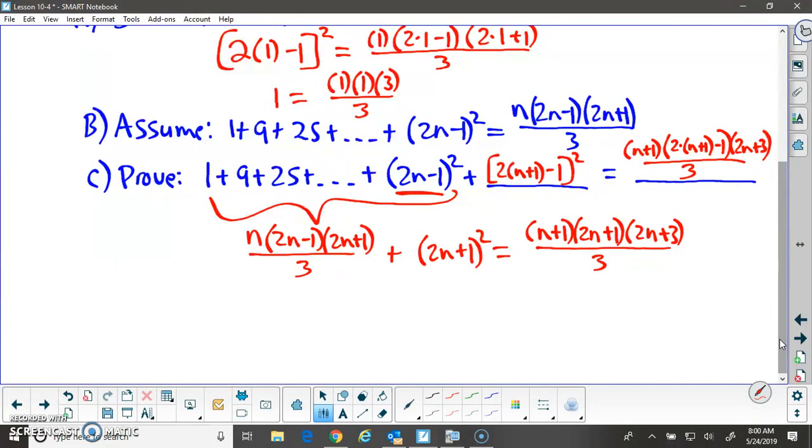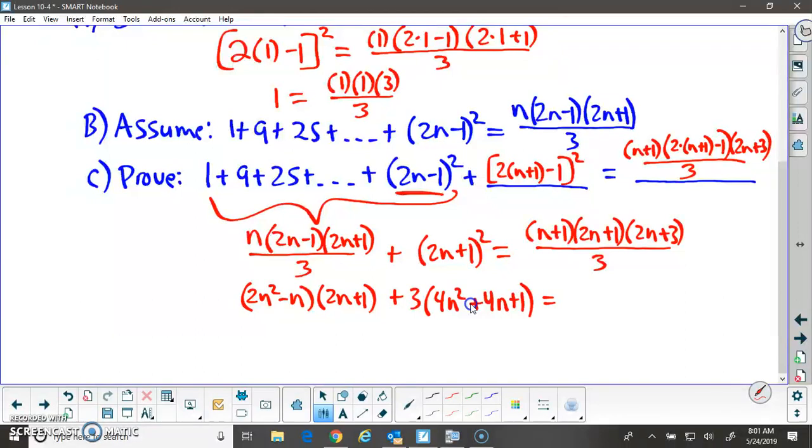We're going to have to multiply everything by 3, and I'm going to have to FOIL out the numerator of this first fraction. So we're going to get 2n squared minus n multiplied by 2n plus 1. Multiplying everything by 3, so that 3 in the bottom is gone. We'll have 3 times, if I FOIL that, I'll get 4n squared plus 4n plus 1.